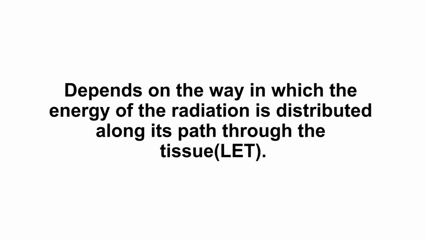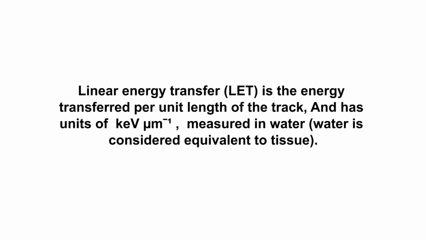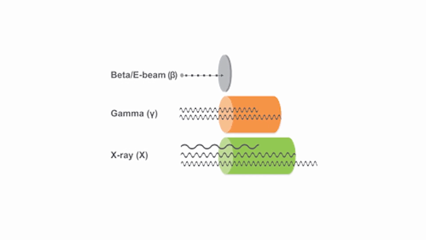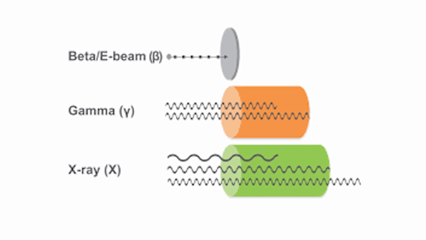It depends on the way in which the energy of the radiation is distributed along its path through the tissues, resulting in LET, that is linear energy transfer. It is the rate of deposition of energy along the path of the radiation. Linear energy transfer is the energy transfer per unit length of the track, and it is measured in water because water is considered equivalent to tissues. In medical imaging, X-ray, gamma, beta and positron all have radiation weighting factor values of 1.